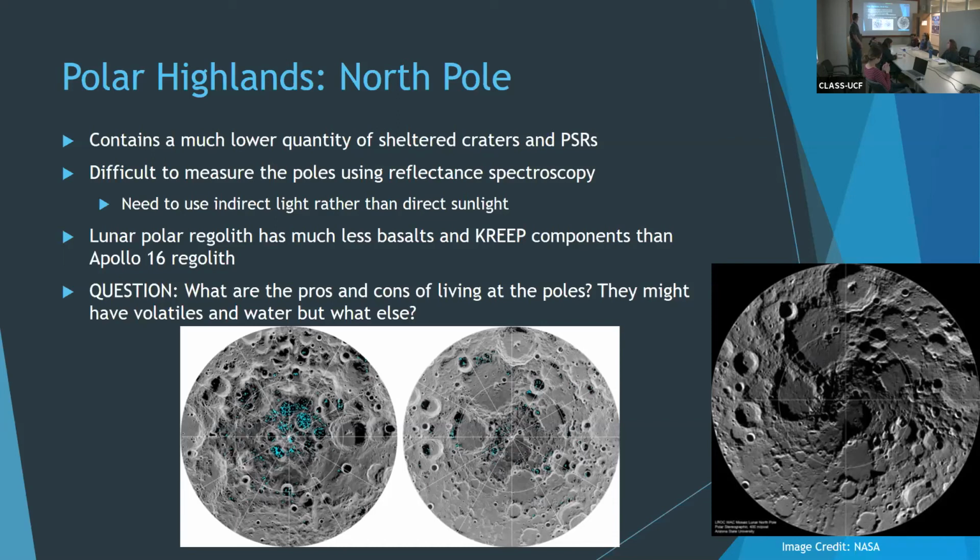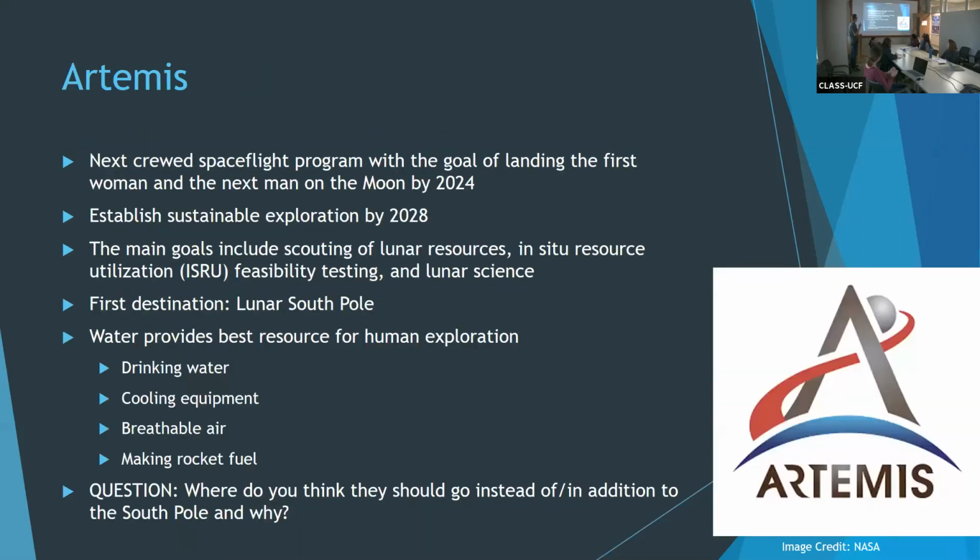All right. Well, that discussion was good because that leads into the next topic of actually going there. So the Artemis mission, I'm sure you all have heard of, is NASA's next crewed spaceflight program. The goal is to land the first woman and the next man on the moon by 2024 and actually establish sustainable, constant exploration on the lunar surface by 2028.